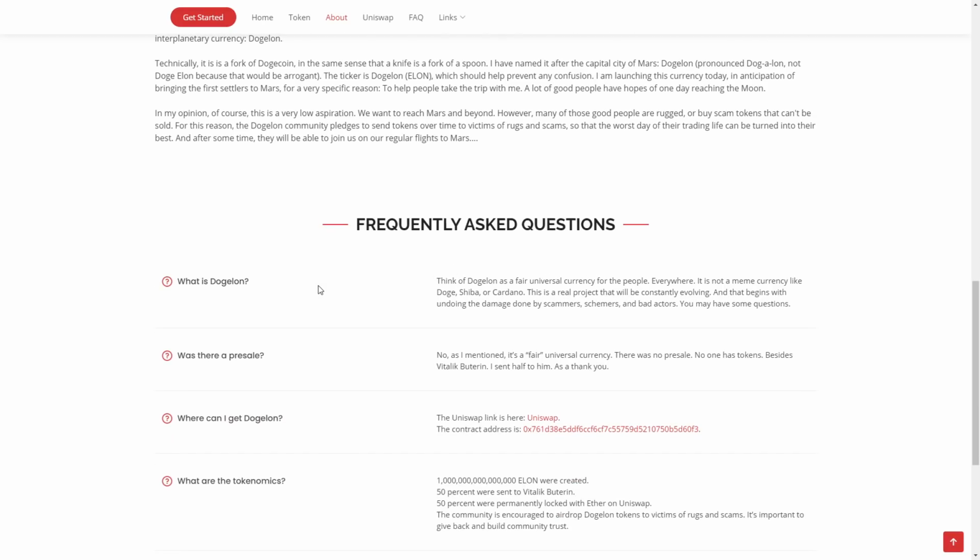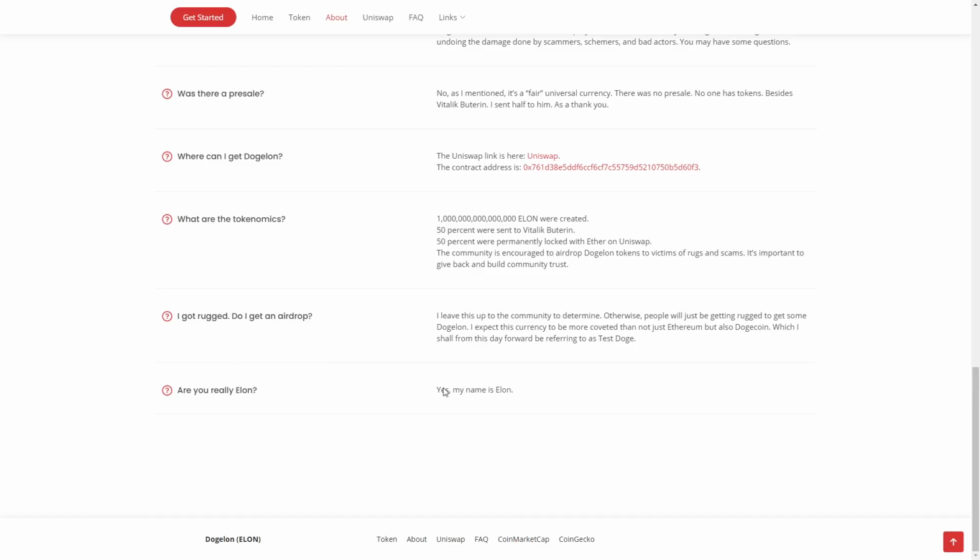It says here, "Frequently asked questions. What is Dogelon? Think of Dogelon as a fair universal cryptocurrency for people everywhere. It is not a meme currency like Doge, Shiba, or Cardano." So Cardano is a meme currency, if you didn't know. "This is a real product that will constantly evolve, and that begins with undoing the damage done by scammers, schemers, and bad actors. You may have some questions." So you can read all of the rest of the things here if you want.